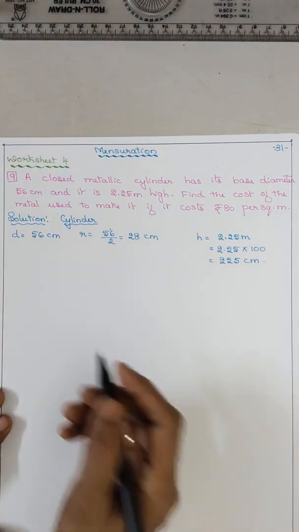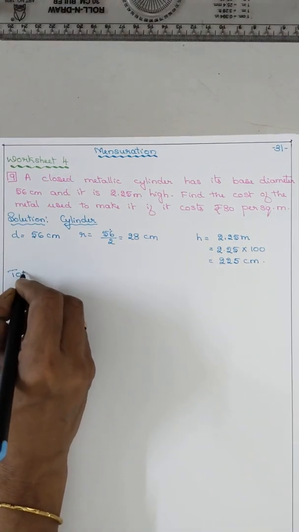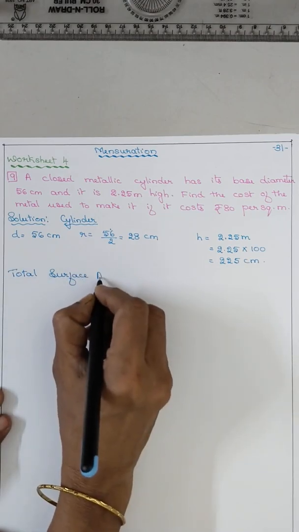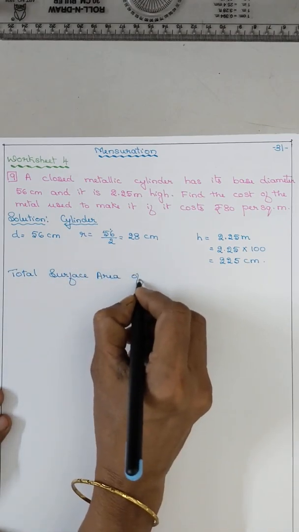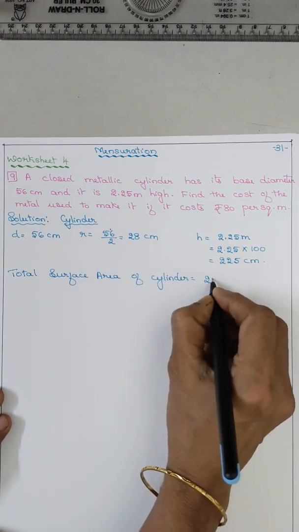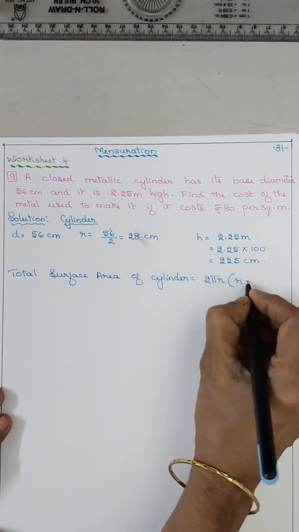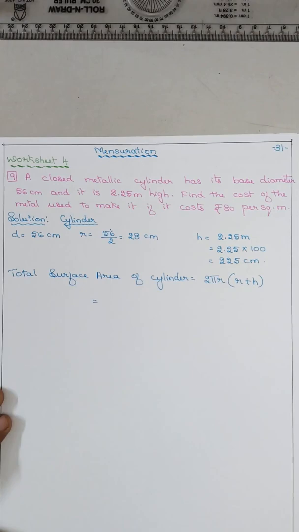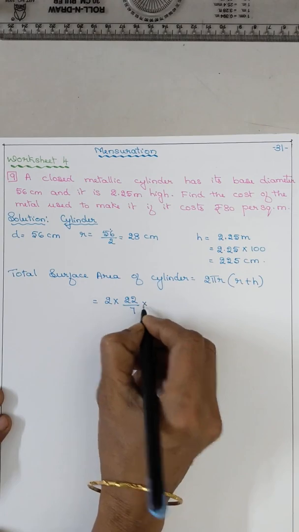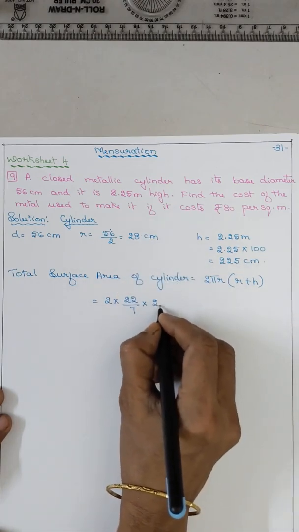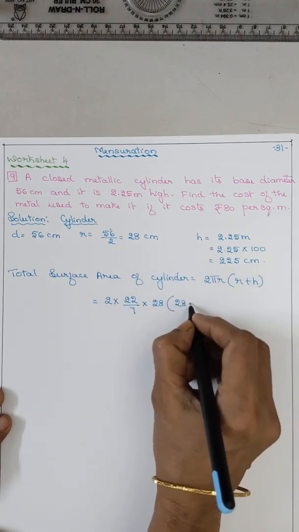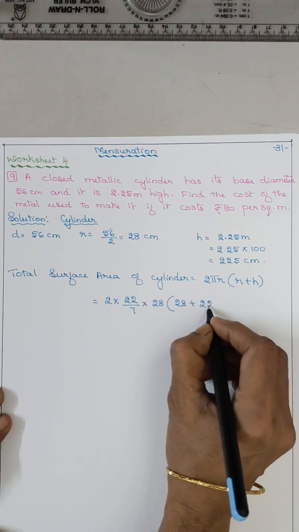Now total surface area, isn't it? So total surface area of a cylinder, what is the formula? Remember, it is 2 pi r, bracket r plus h. This is 2 into 22 by 7, that is pi, r is 28, bracket, r is 28 plus h is 225.